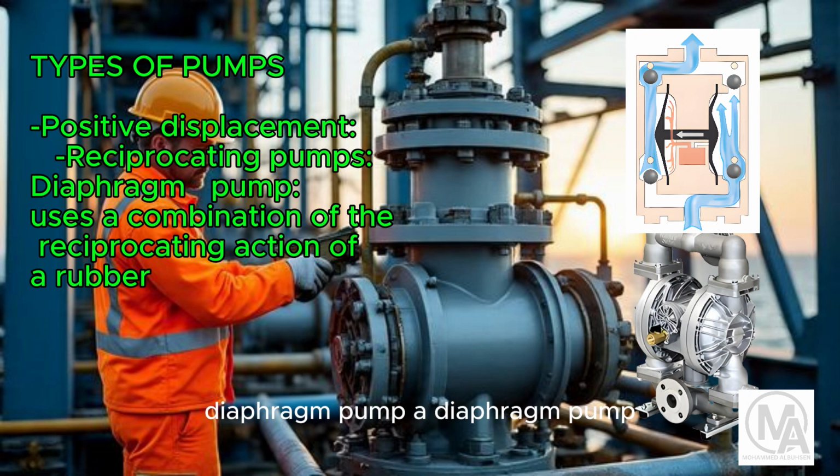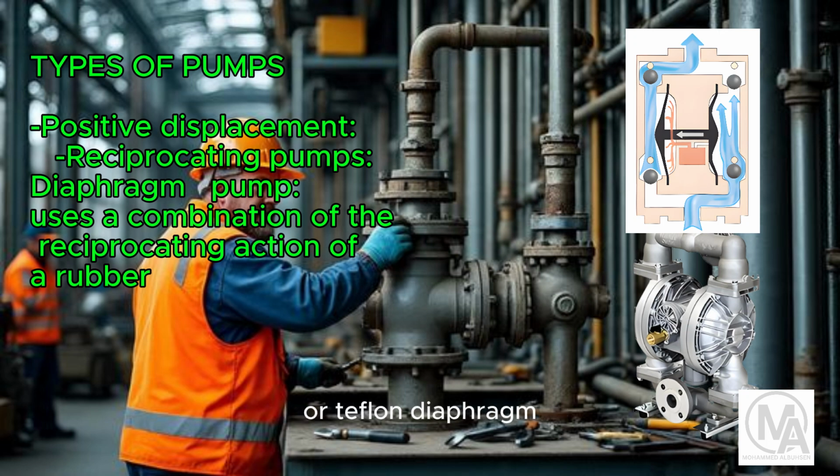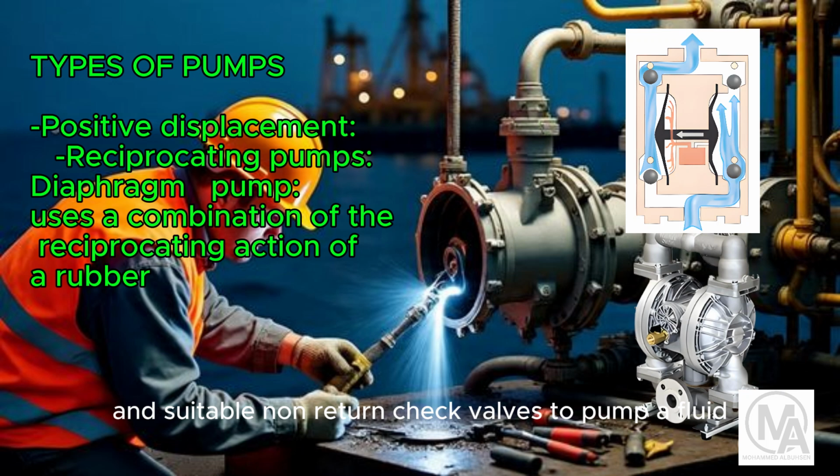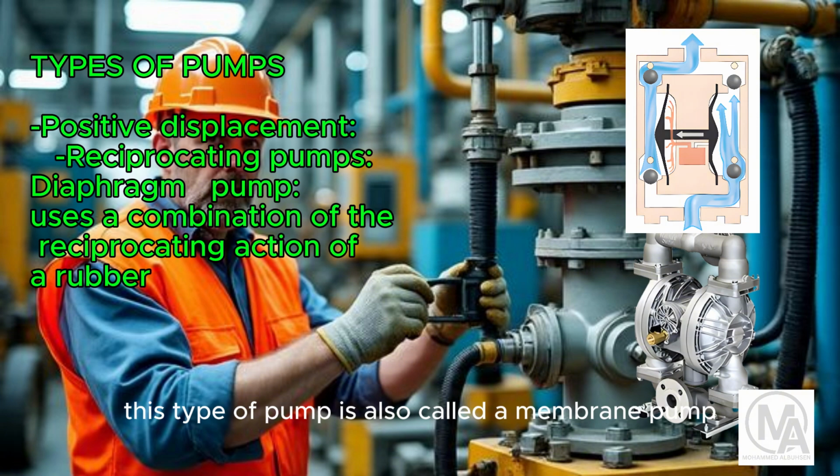Diaphragm pump. A diaphragm pump uses a combination of the reciprocating action of a rubber, thermoplastic, or Teflon diaphragm and suitable non-return check valves to pump a fluid. Sometimes this type of pump is also called a membrane pump.